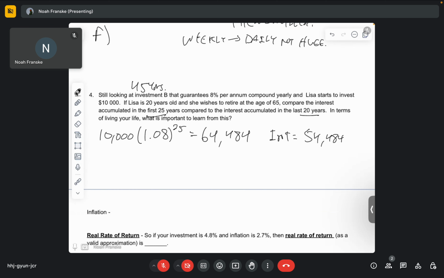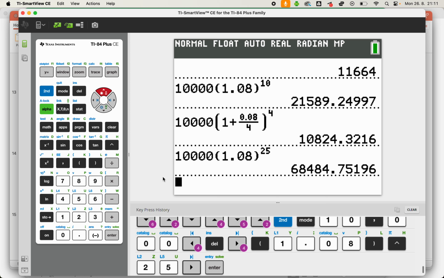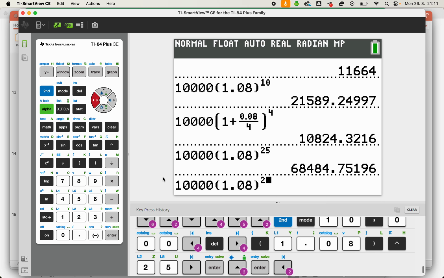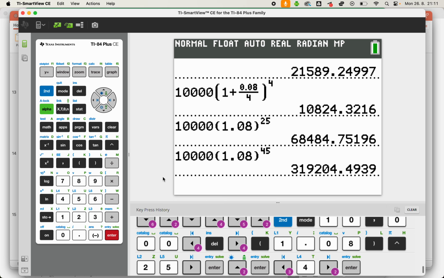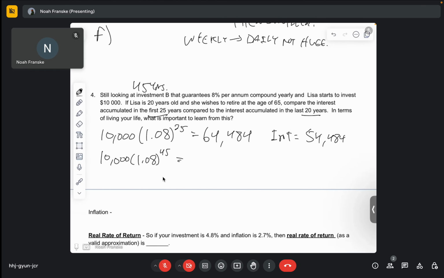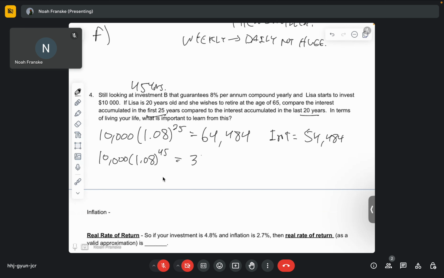So if we look at how much she has, this is probably the best way to do it, at 65. We do the whole 45 years, so 10,000 times 1.08 raised to the 45. Let me just grab this, up arrow a couple times, change that to 45. She's going to have $319,204.